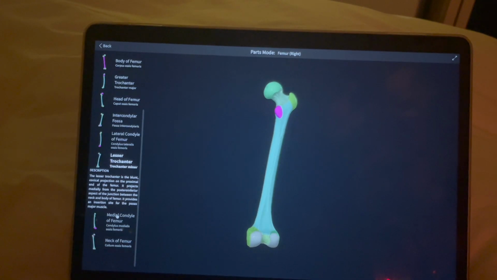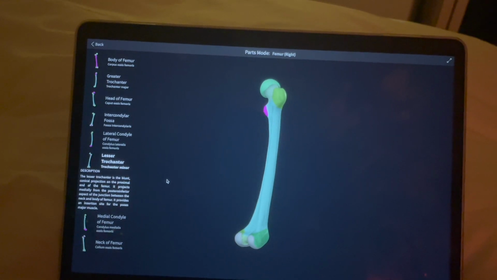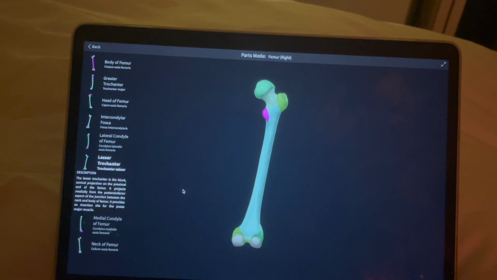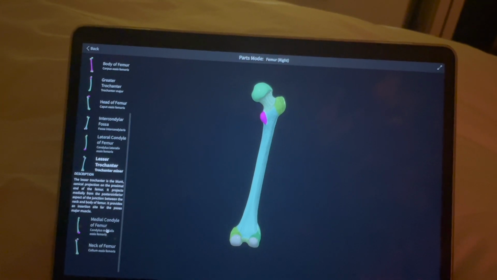And then we have a lesser trochanter, which is just going to be smaller than that greater trochanter that you can see above it. And this is a blunt conical protrusion on the proximal end of the femur.